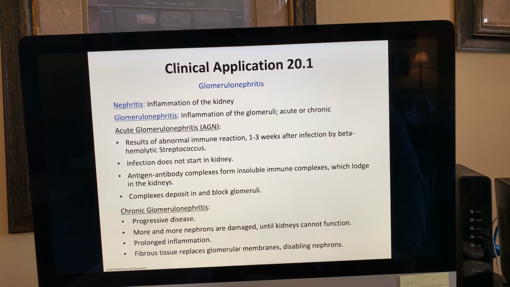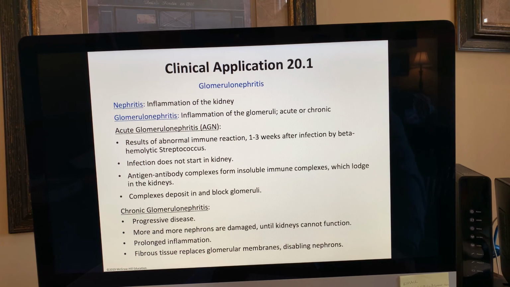It's not actually an infection. It's actually a reaction to the body fighting the infection, where antibodies to the strep form complexes with the strep antigens, and those complexes then lodge in the glomerular capillaries and cause blockage of the glomeruli and some problems with kidney function. This is usually fairly self-limited, usually goes away on its own.